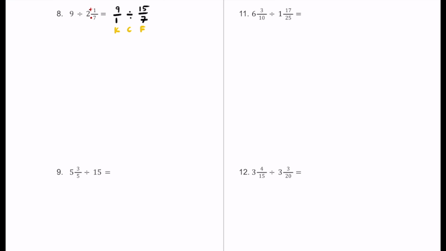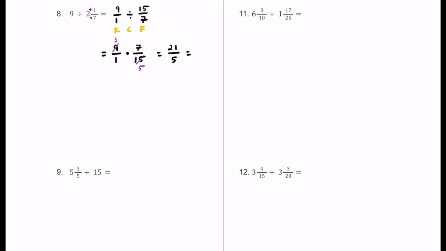All right, so what's our new problem going to look like? I think I'm just going to write it below here since we have the space we can use. So I'm going to keep this, so it's 9 over 1, change division to multiplication, and reciprocate the 15 over 7 to make 7 over 15. All right, I think we can cross cancel. The 7 doesn't have anything, but the 9 and 15, you can divide them both by 3. That's their GCF. Divide 9 by 3, you get 3. Divide 15 by 3, you get 5. And then on top here, 3 times 7 is 21. On bottom, 1 times 5 is 5.